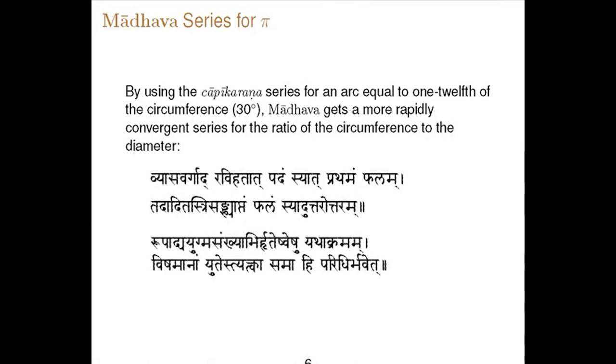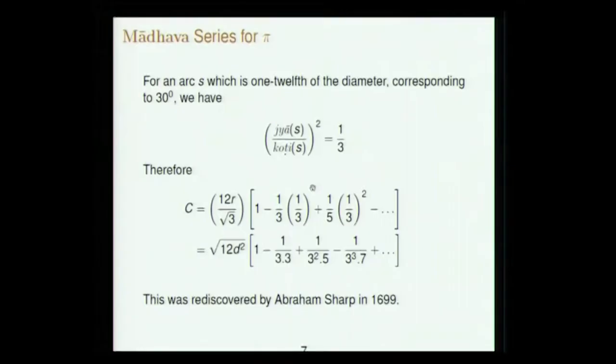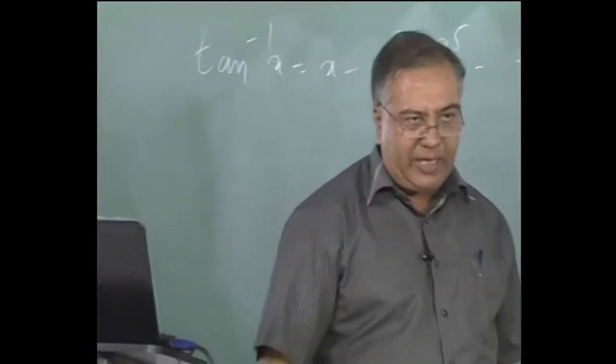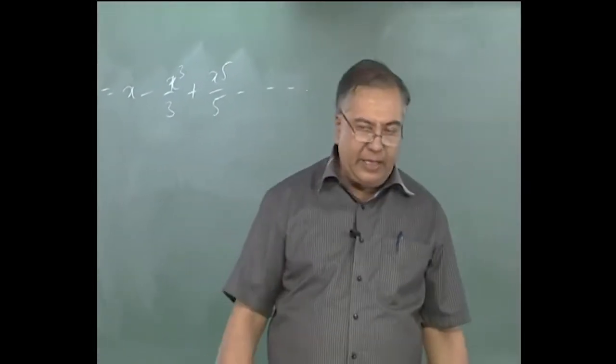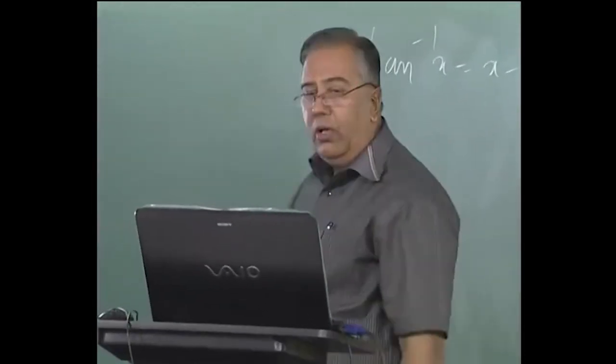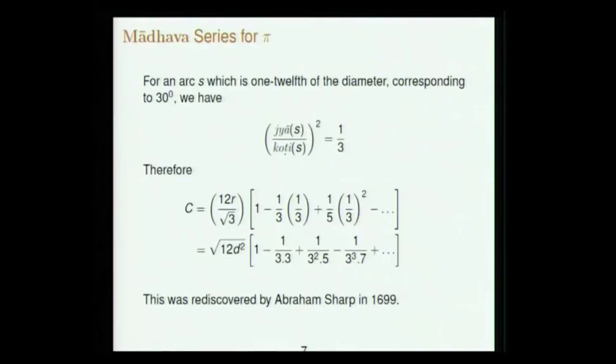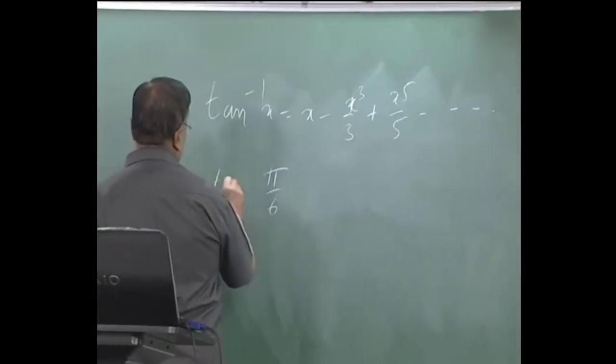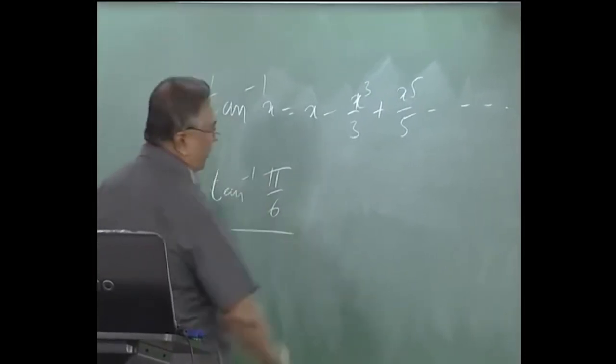Next, the third result is the result when you take the 1/12th of the diameter as the arc, or the angle is 30 degrees, then sine is half, cosine is root 3 by 2, therefore the tan squared of 30 degrees is 1 by 3. So, you obtain a series for the chapa, so you are considering tan inverse of pi by 6. This series.